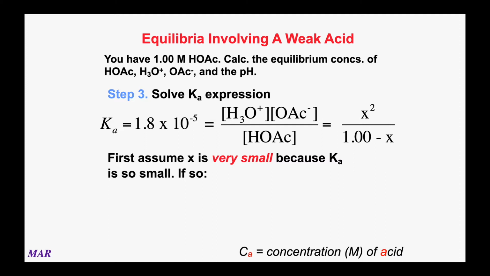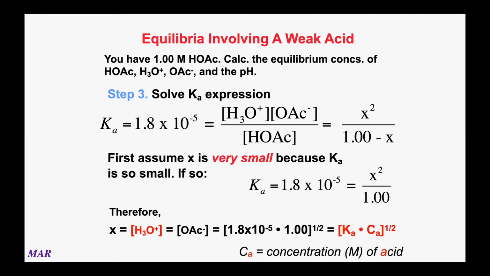Remember that, as we talked about earlier, sometimes if you subtract or add really small amounts, it doesn't make any difference by the significant figures. And if that minus X right there is small, then 1.00 minus X is basically equal to 1.00. And that makes your life a lot easier, because if you can pull that minus X out, then you have 1.8 times 10 to the minus 5 equals X squared divided by 1.00.